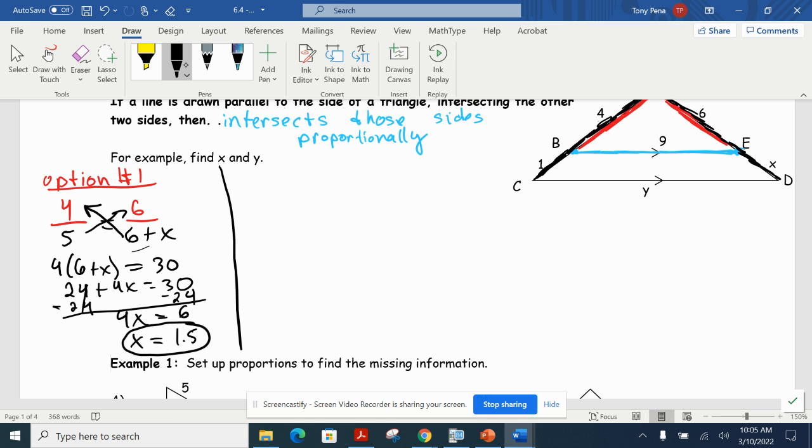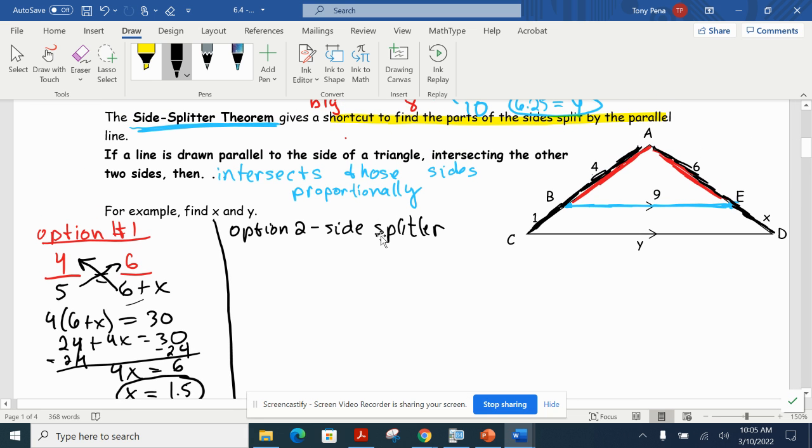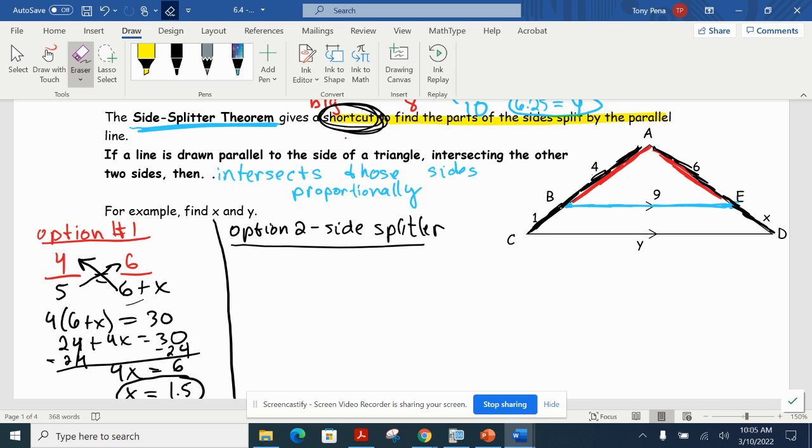What I then want you to do, draw a line in here, and we're going to write option 2. This is now using the little theorem that we just said, the side splitter theorem. And then we'll talk about what this means. Because the side splitter theorem, if you focus on the word shortcuts, should be a quicker method to solve what we just solved over here. The side splitter theorem says if a line is drawn parallel to a side, so that blue line is parallel to this base, it intersects the other two sides proportionally. So what that simply means is that this length compared to this length is proportional to this length compared to this length.